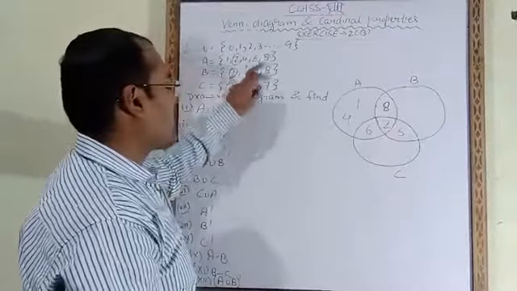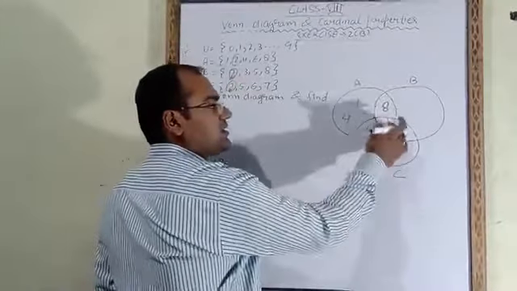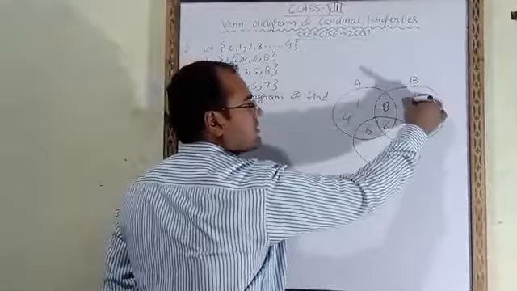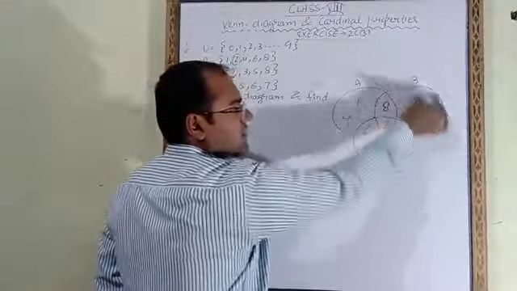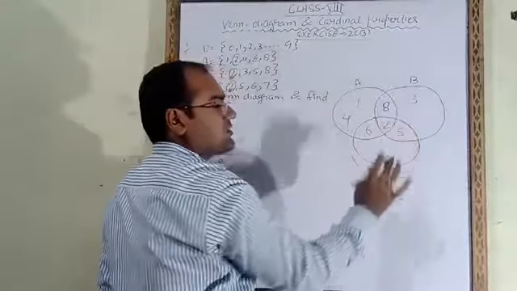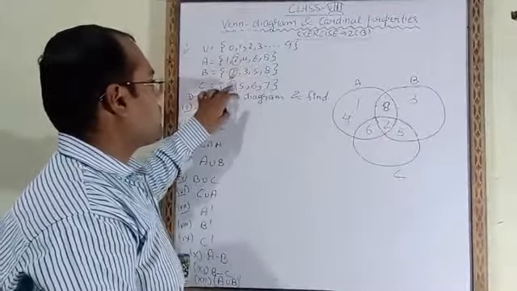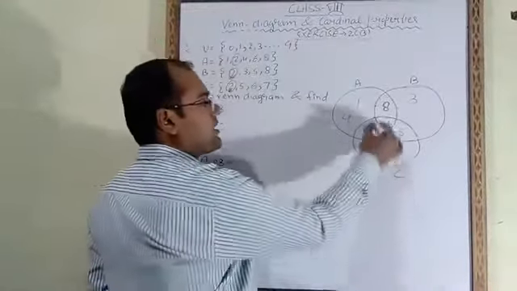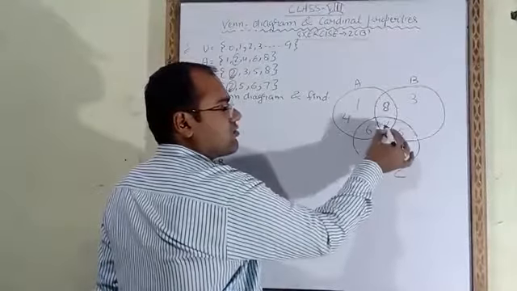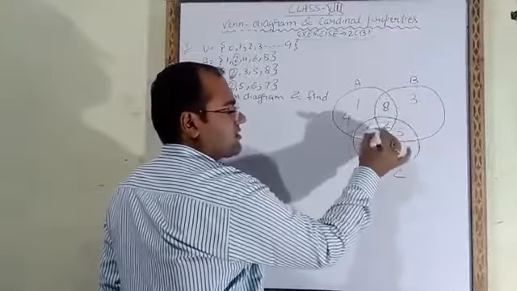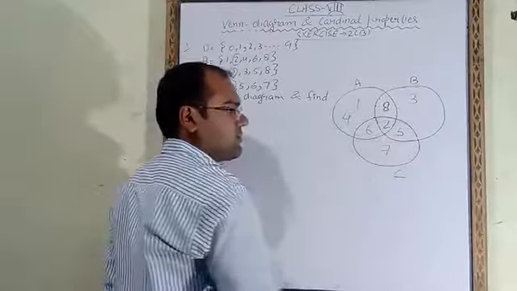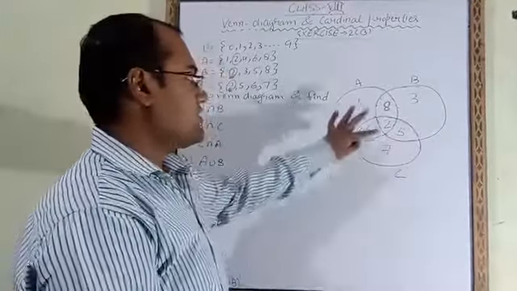B: 2, 3, 5, 8. 2 is written. 3 is not written in B circle, so we fill 3. In B circle 5 is coming. 8 is also coming. So 2, 3, 5, 8 are over. Now come to C. C elements are 2, 5, 6, 7. In the C circle, 2 is already written, 5 already written, 6 also written. Now here in the remaining part you have to fill 7. So this is the Venn diagram.